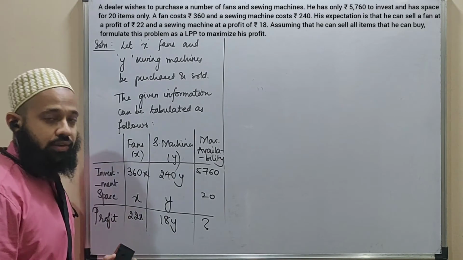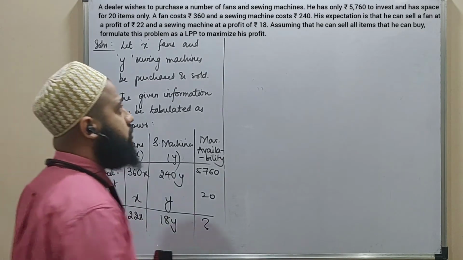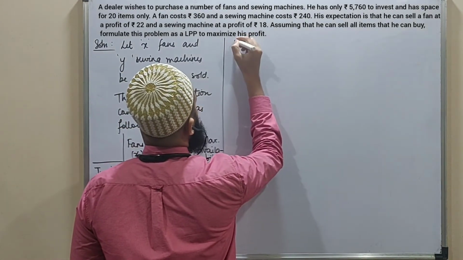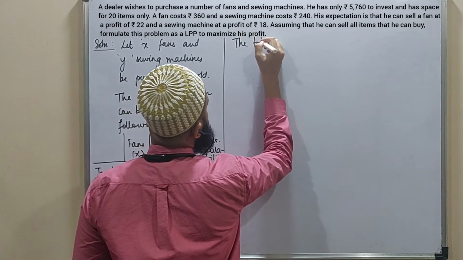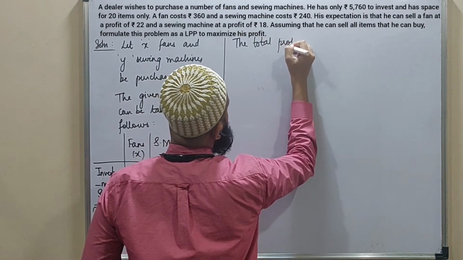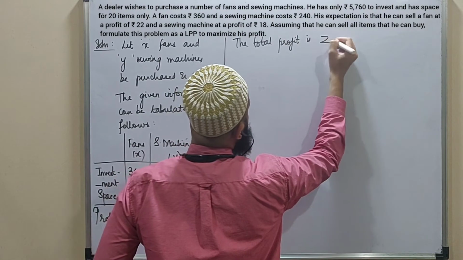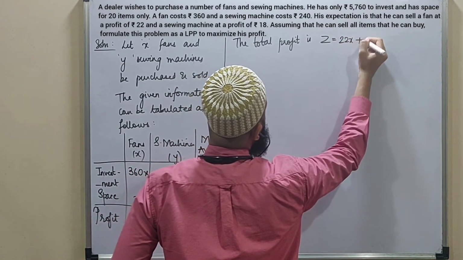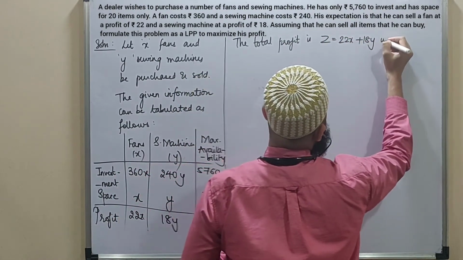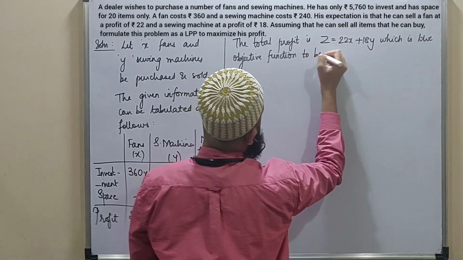Let's convert it into the statement. Step 3 is to get the objective function. So we write here the total profit is z equal to 22x plus 18y, which is the objective function to be maximized.